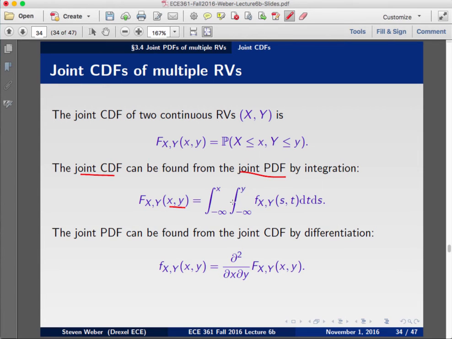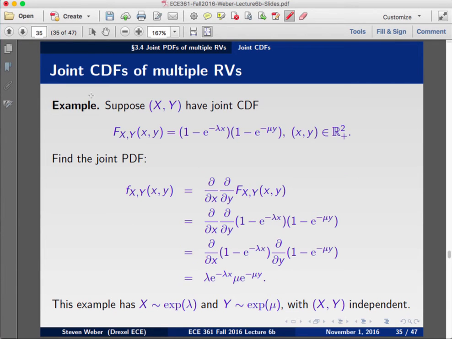And again, if I happen to be given the joint CDF and I wanted to instead obtain the joint PDF, then I can obtain it by simply differentiating, except now I have to differentiate twice. I first take the partial derivative of the joint CDF with respect to x, and then take the partial derivative with respect to y.